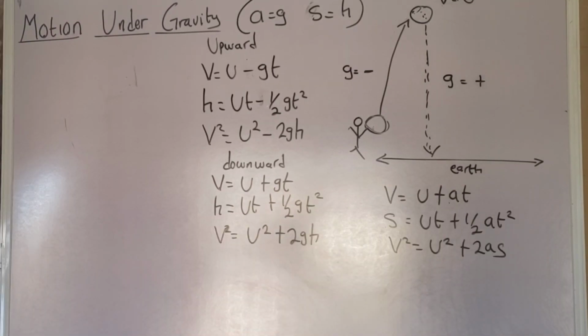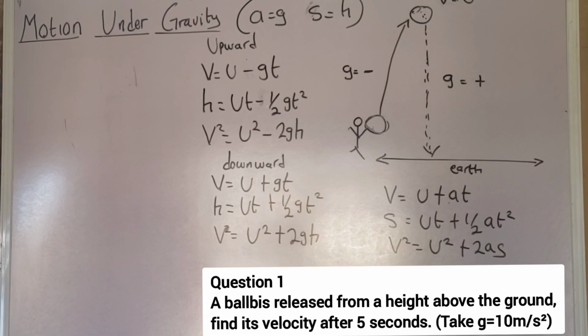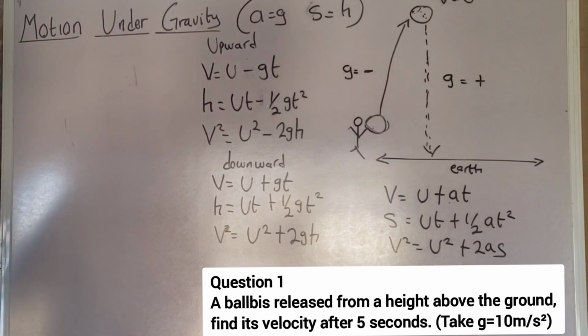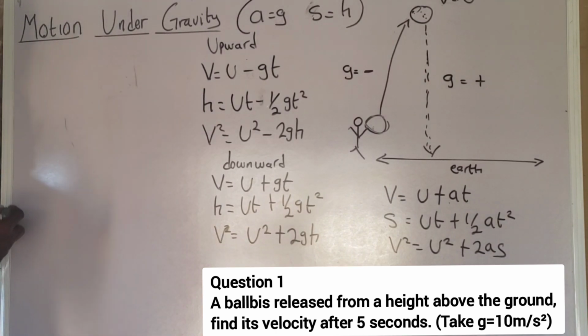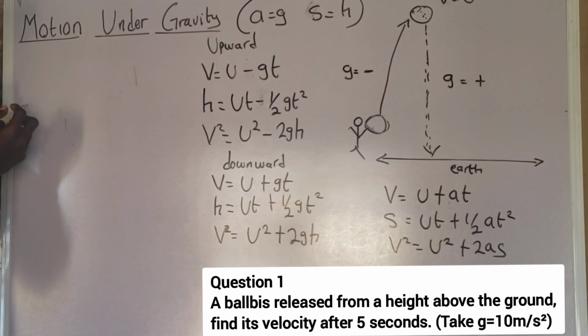Now, let's look at the application of what we have learned so far. Let's start with the first question. A ball is released from a height above the ground. Find its velocity after 5 seconds. Take g equals 10 meters per second squared. Please pay attention. A ball is released from a height above the ground.